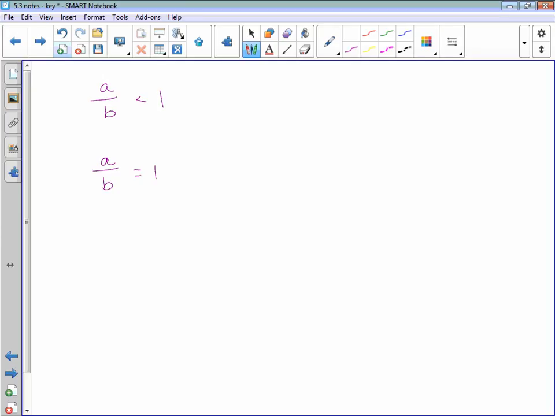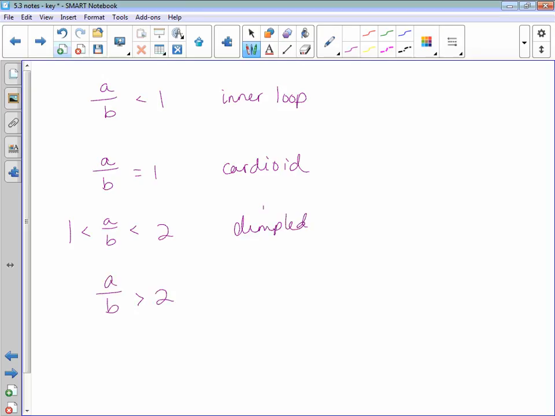Okay. And that was our inner loop. Did I do them in a different order? I think I did. Yeah, because we did cardioid first, right? Okay. So you guys jot all of these down and then I'll explain them. And if we have our A over B between 1 and 2, we had our dimpled. And if your A over B is greater than 2, that's when you have your convex.